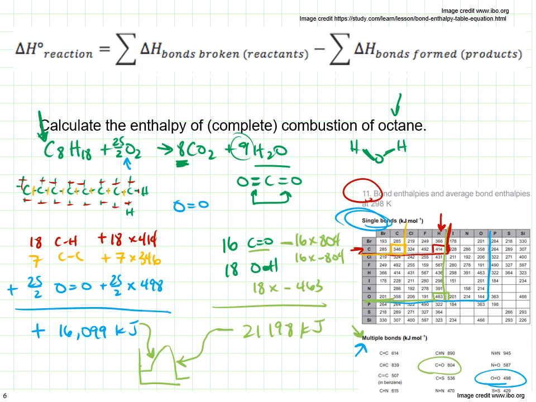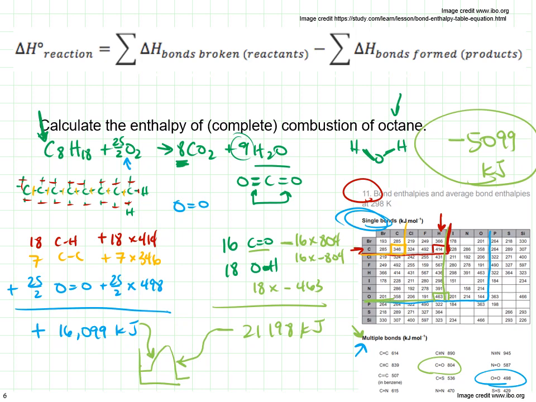16,099 minus 21,198 gives us a grand total of negative 5,099 kilojoules per mole for the complete combustion of octane.